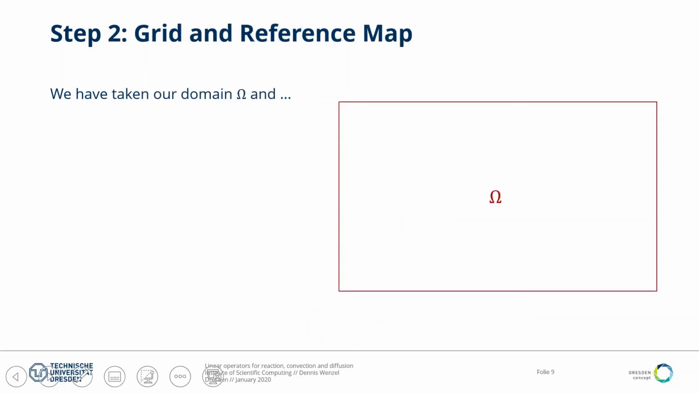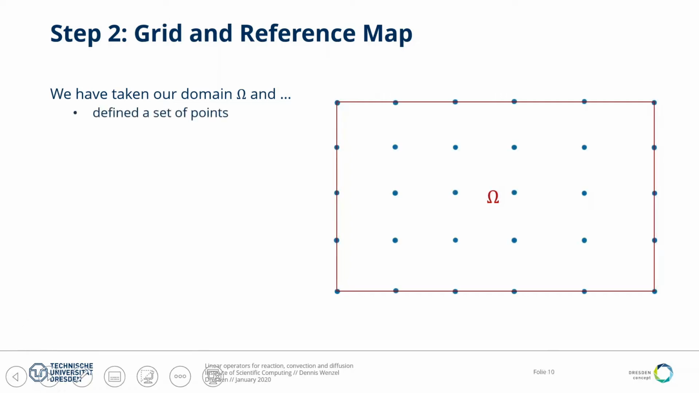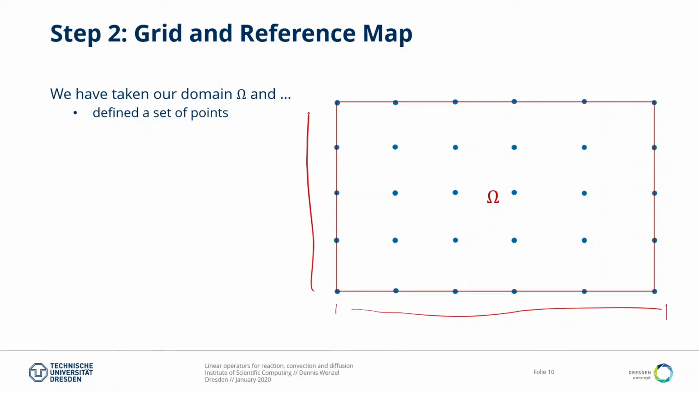So the next step was to talk about grids and reference maps. Where we have started was our domain omega, in the simplest cases just our rectangle here, or maybe even a square. So we've taken that domain and defined a set of points. In the code we did this with the meshgrid: we assigned a certain linear spacing in one dimension and in the other dimension, and then created a mesh grid out of those points.